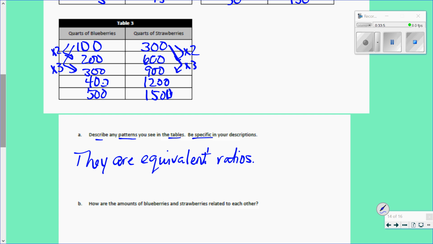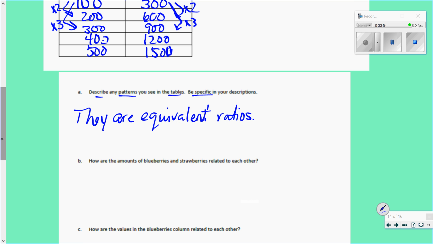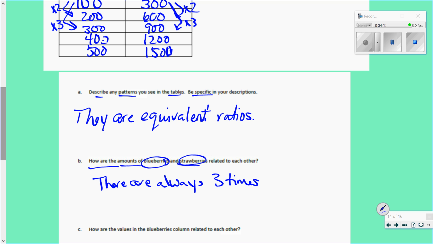How are the amounts of blueberries and strawberries related? Kaden already gave us that one. There are always 3 times as many strawberries. So regardless of what the blueberries number was, I multiply that number by 3 and I get my number of strawberries.